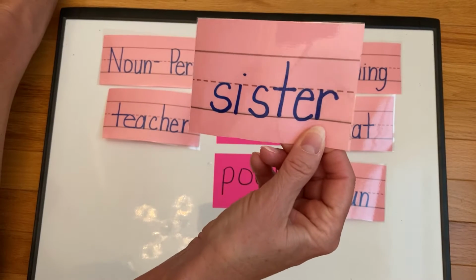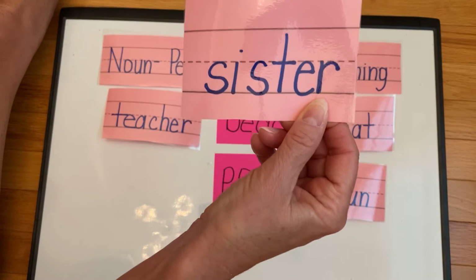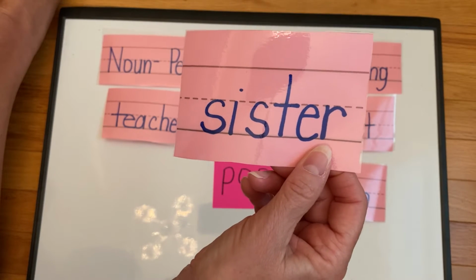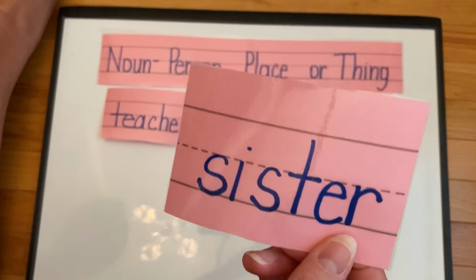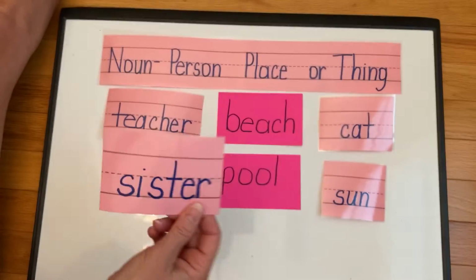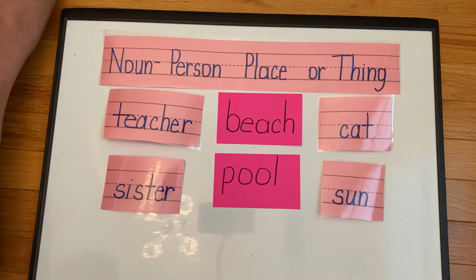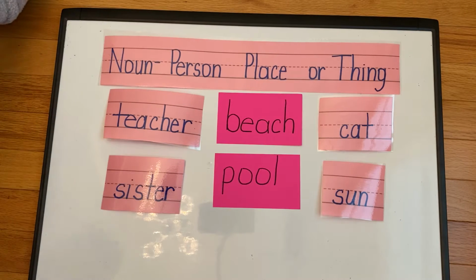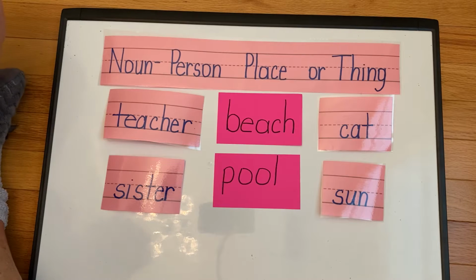What about this word? Sister. Is a sister a person, a place, or a thing? You're exactly right. It's a person. So we know that words that are a person, place, or thing are called nouns. And they normally or usually come in the naming part of our sentence, but they can also come at the end of a sentence depending on how they're used. So that's our quick review for what a noun is.